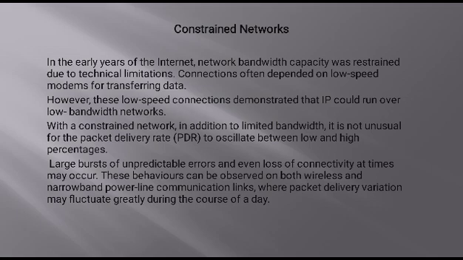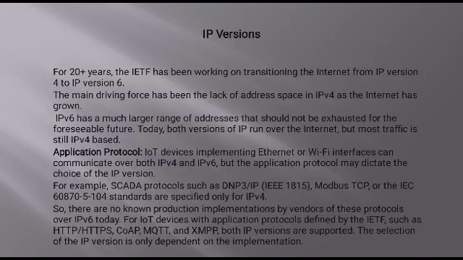With a constrained network, in addition to limited bandwidth, it is not unusual for the packet delivery ratio to oscillate between low and high percentages. Large bursts of unpredictable errors and even loss of connectivity at times may occur. This behavior may be observed on both wireless and narrowband power line communication, where packet delivery variation may fluctuate greatly through the course of the day.